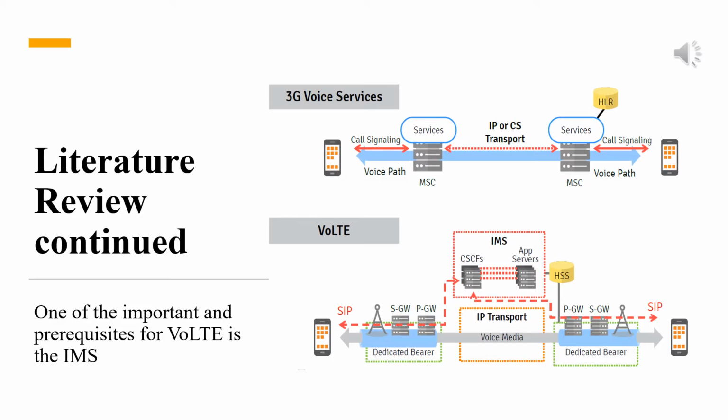Slide number 5. Literature review continued. In this slide, I will explain the difference between 3G network and LTE network, and how the call goes in the 3G network and how the call goes in the LTE network. So in the 3G network, first of all, we have the UE. UE means user equipment, which means your phone. So the call is going from your phone to the MSC. MSC is Mobile Services Switching Center.